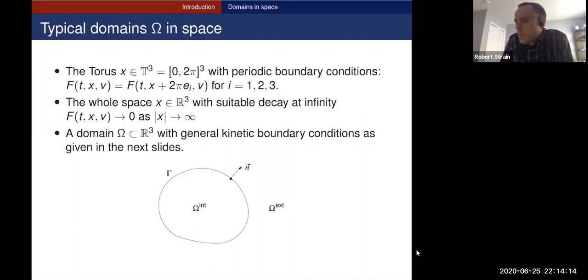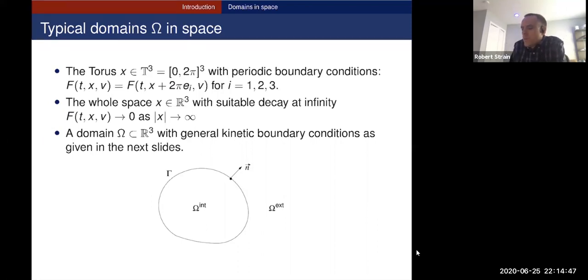So you have the torus case. The x in T^3 is just from 0 to 2 pi, and you assume periodic boundary conditions. So f(t, x, v) is f(t, x + 2 pi e_i, v), for e_i the standard basis vectors and i going from 1 to 3. And in the whole space case R^3, you can have suitable decay at infinity, and f(t, x, v) goes to 0 as x goes to infinity. That's the usual boundary condition in the whole space for this model.